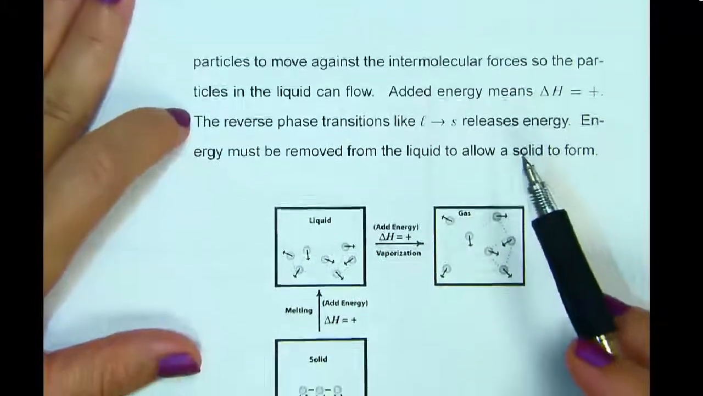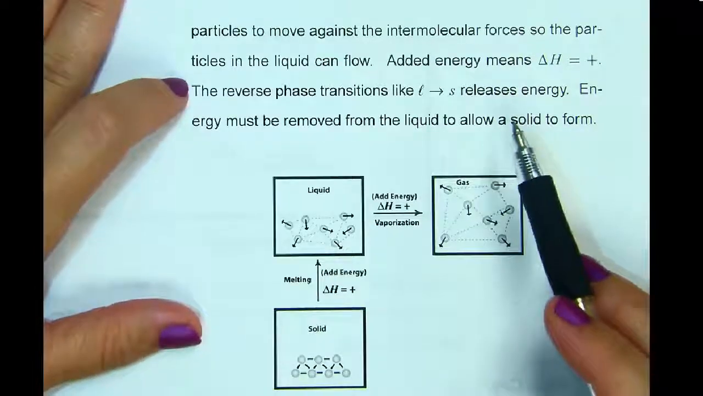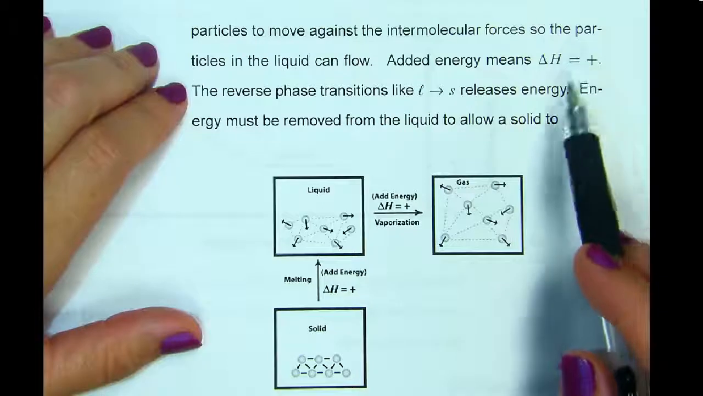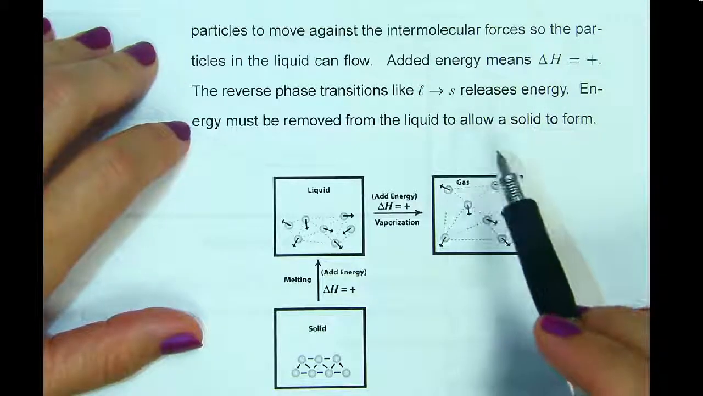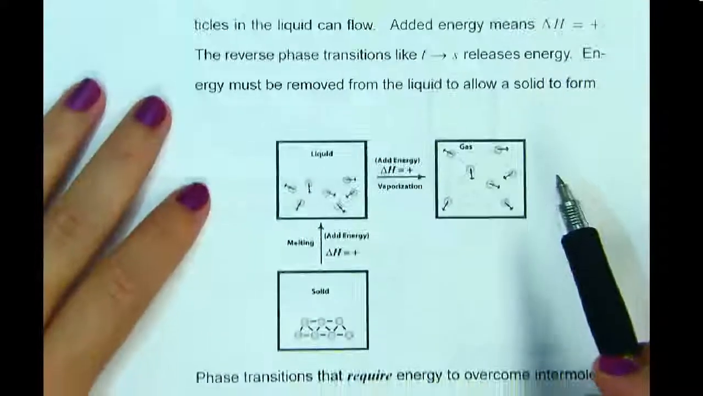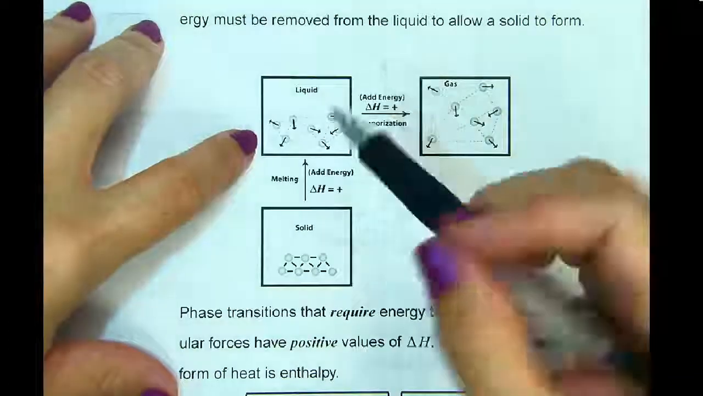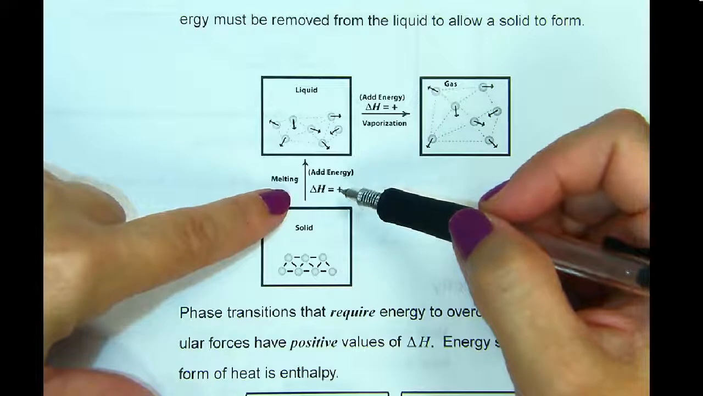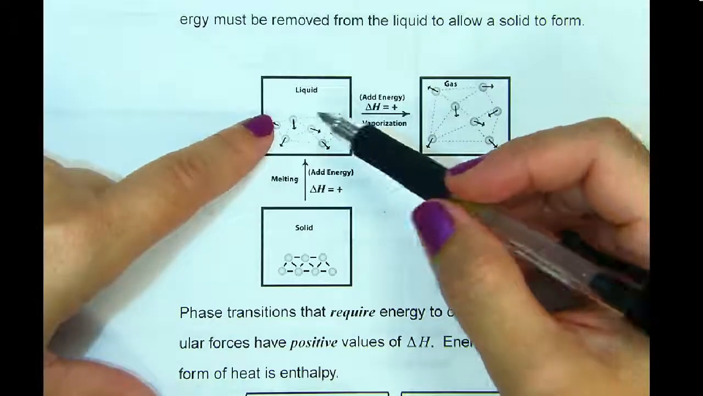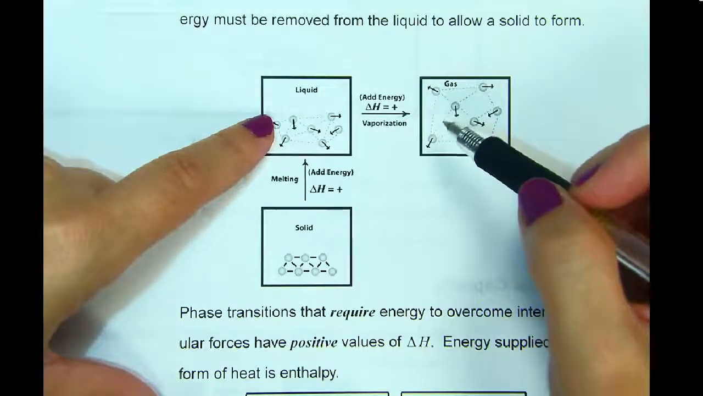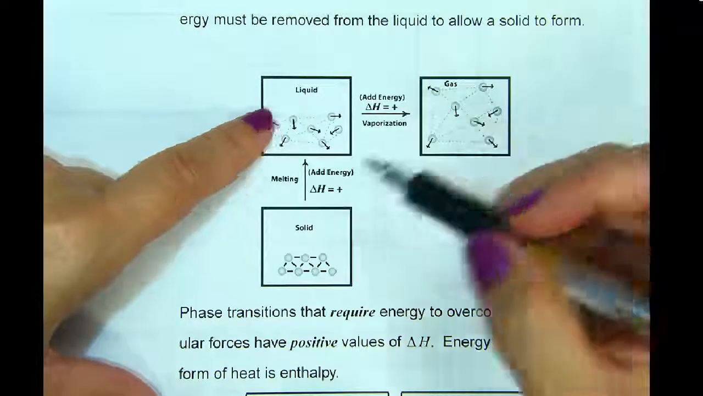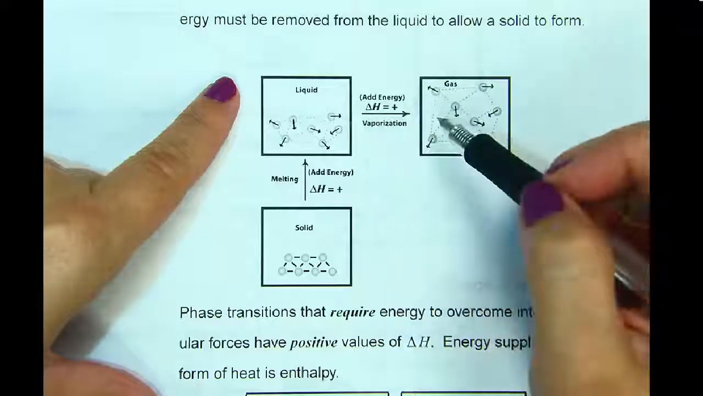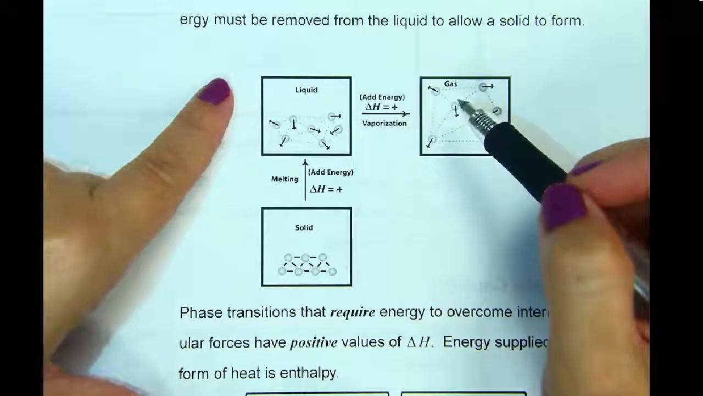The reverse phase transition, like liquid back to solid, is going to release energy, which is going to be a delta H that's negative. Energy must be removed from the liquid to allow the solid to form. So here it is in a diagram where you have solid and you have to add energy in order to melt it into a liquid, and you have to add energy to it in order to get it to vaporize from liquid to gas. And so going from solid to liquid to gas is going to be a positive value of delta H, or an endothermic process.